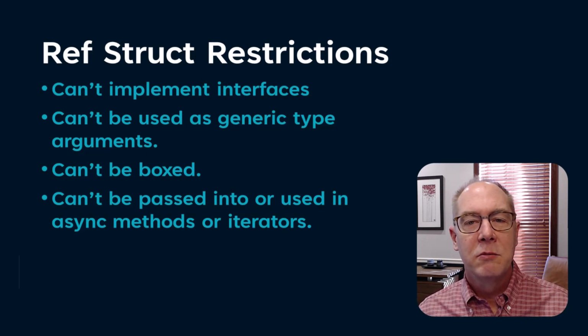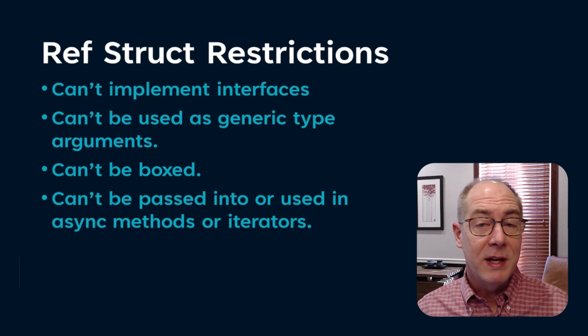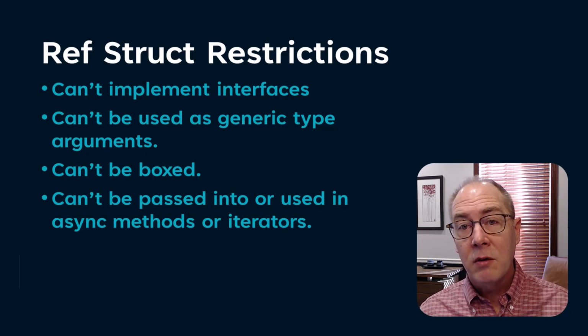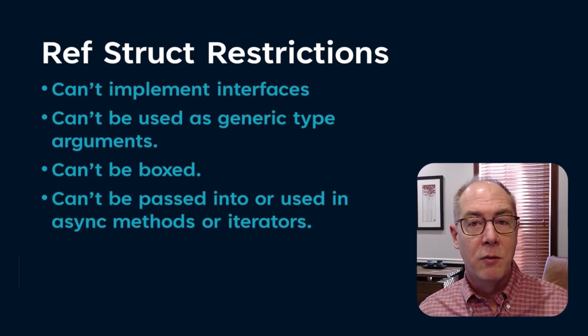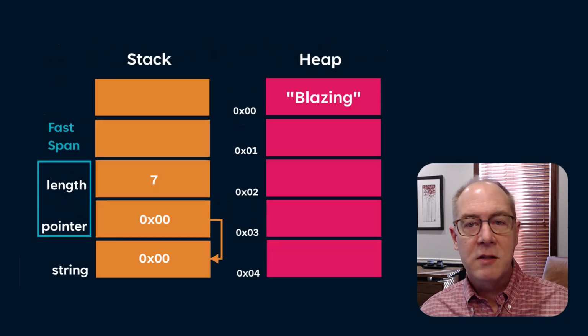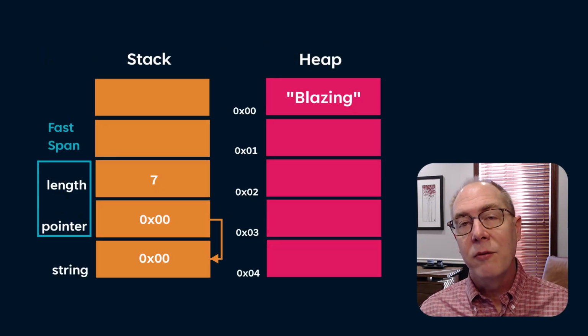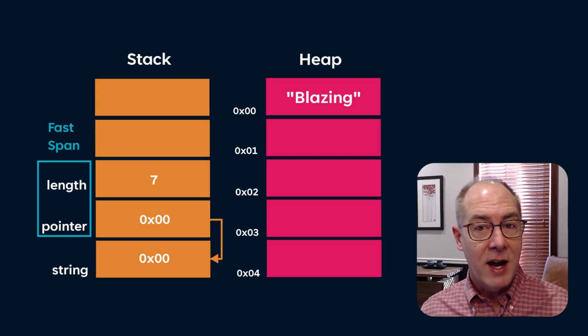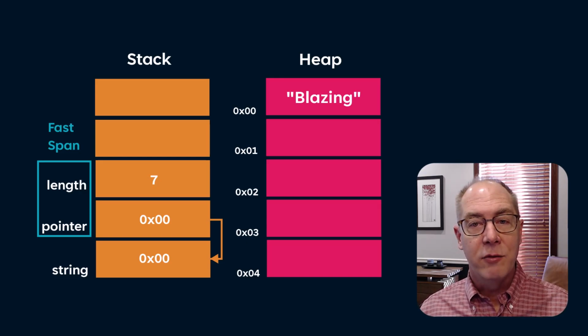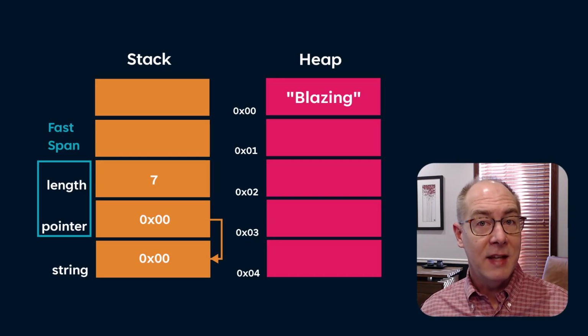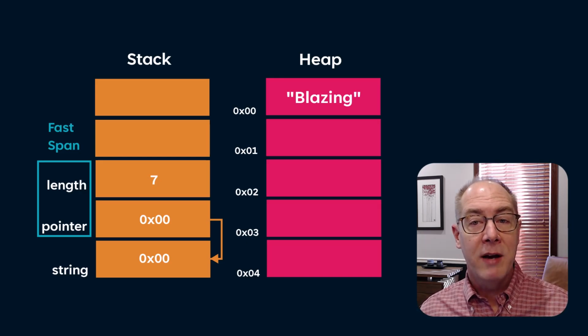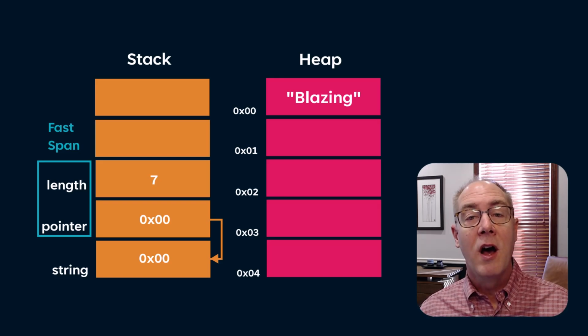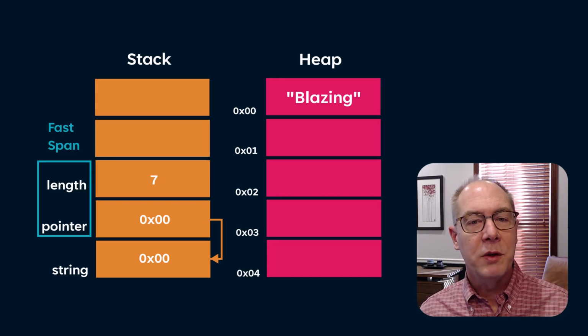So with that, let's talk about the differences between slow spans and fast spans. We looked at some pseudocode for the definition of a span, which was a fast span. And here's a picture of what that looks like in memory. If we declare a string and we assign it the characters blazing, that string gets allocated on the heap. The address of that object gets put on the stack. And if we create a span to access the data in that string, the span will have a byref field that points to the string along with a length. We don't actually hold a reference to the actual string object.